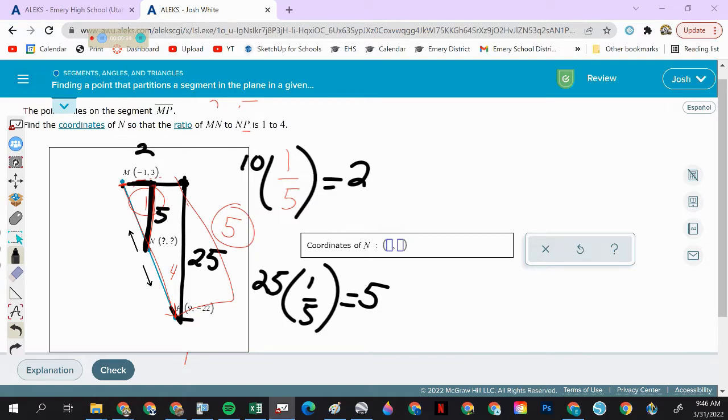If I start at -1, 3, and I go right 2 and down 5, where do I land? Well, from -1, if I go over 2, that would be +1. And from 3, if I go down 5, that would be -2.